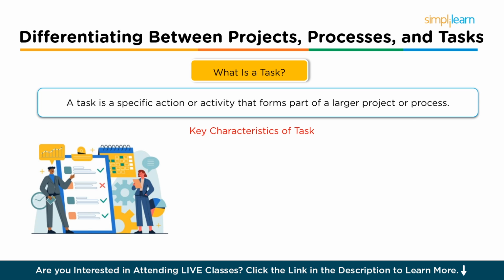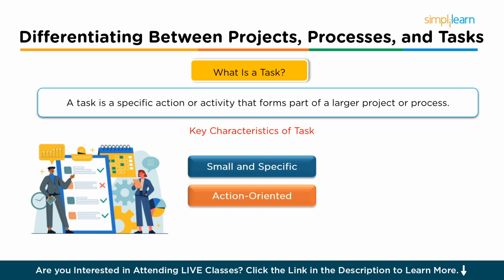Key characteristics of tasks: small and specific. A task is a discrete unit of work. Action-oriented. Tasks are typically associated with specific actions, such as sending an email, updating a record, or conducting a meeting.